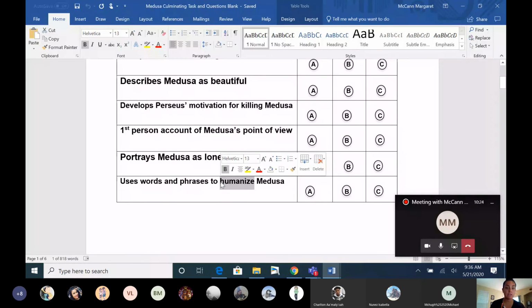Humanize means to make her seem like a human. So in the poem, do they use words to make her seem like a human at any point? Could be at any point in the text. Yes. Okay. And then in the short story, did they make her seem like a human? Yes. Okay. So if you know that for sure, then you would pick both.